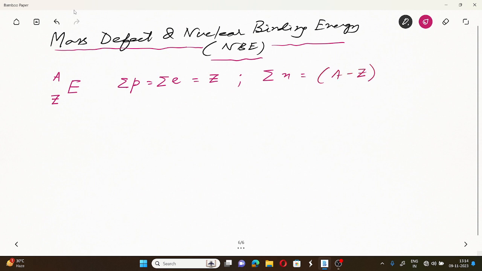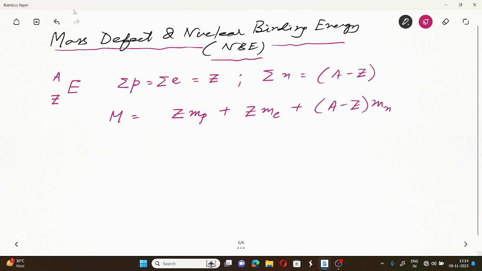So if you want to find out the total mass of the atom, then we can say obviously M should correspond to Z into the mass of protons plus Z into the mass of electrons plus A minus Z into the mass of neutrons. Like this, the total mass.